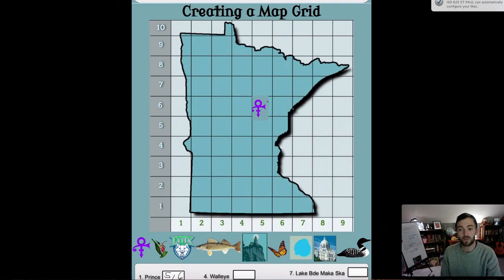All right, well, that's the work for this week. It's really fun map work. I can't wait to see what everybody creates and how you do. Let me know if you have questions. Otherwise, just have fun with this work. Have fun finding your way around Minnesota.